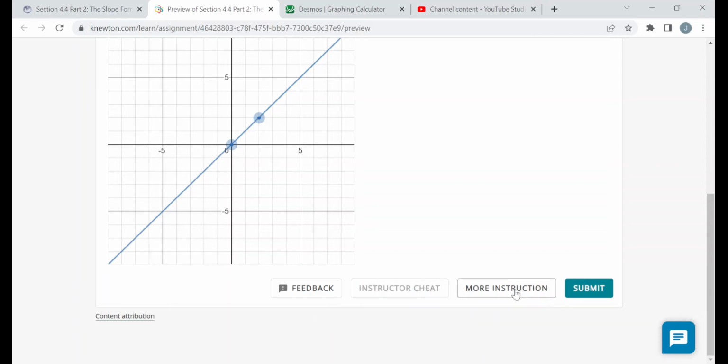But you will have a more instruction button. If you're struggling with a topic or a question, click on this and you'll be taken to a page with some reading or videos to study. And then you'll be given questions related to that instruction, and completing those questions is another way to progress through the assignment.